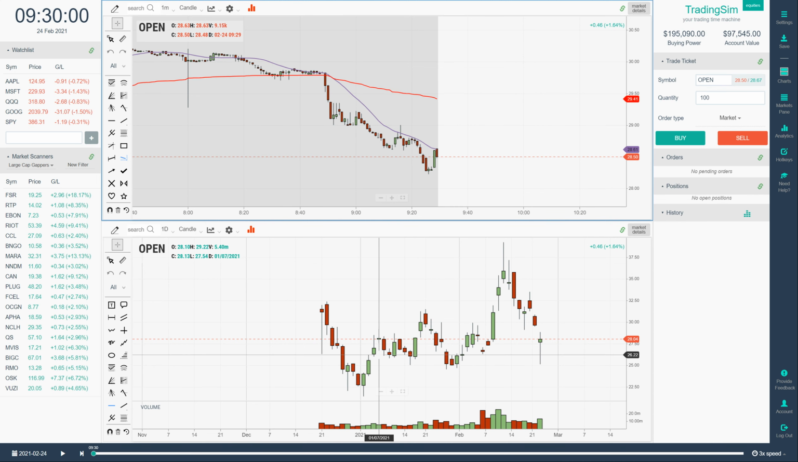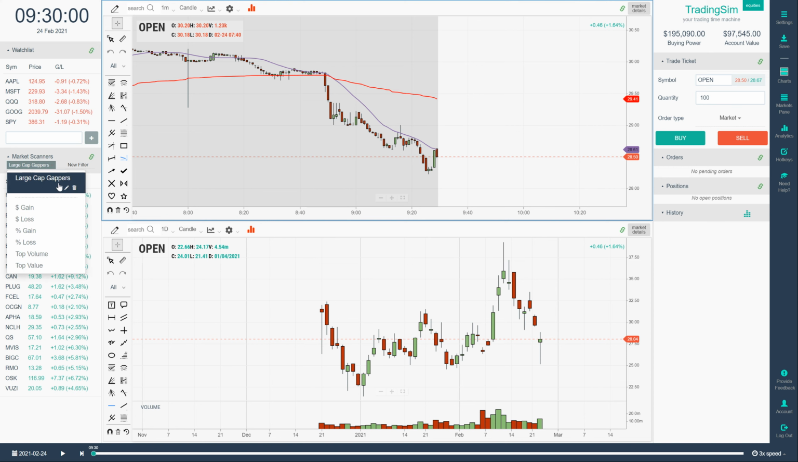Just putting together a quick tutorial for you on how to recognize and scan for the 1 minute ORB, or opening range breakout. And it could also be an opening range breakdown depending on which direction you want to take the trade. In order to do that, I've created a scanner for us, a scan filter on the left hand side of the application called Large Cap Gappers.